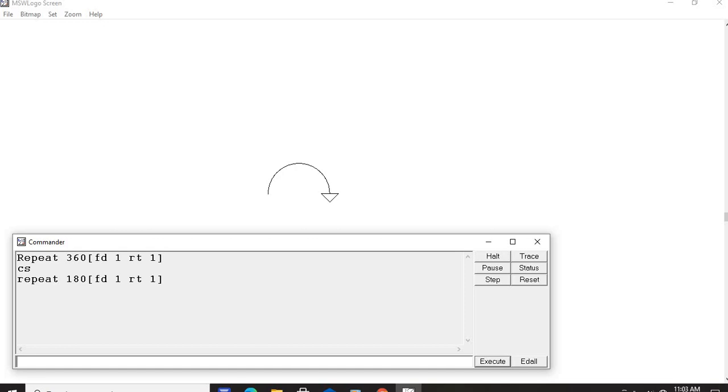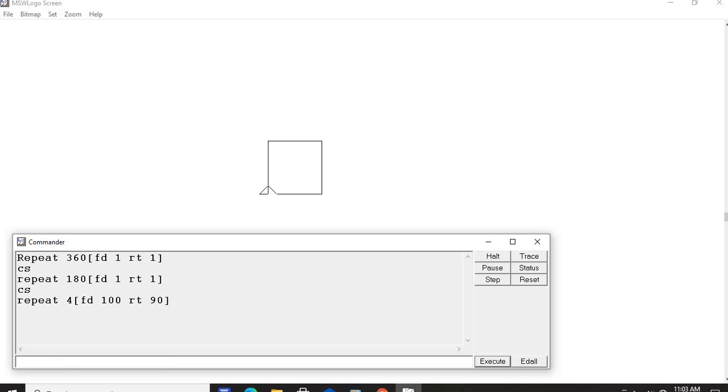Now, we will come to the square. All of you know that a square has 4 sides. I will give CS. For drawing a square of size 80 or of size 100, I will give repeat. Since a square has 4 sides, space, then 4, then opening bracket, then FD 100. If I want to draw a square of 100 size, then RT 90, RT 90. Then I will put a closing bracket and press enter. Now, the square is drawn.